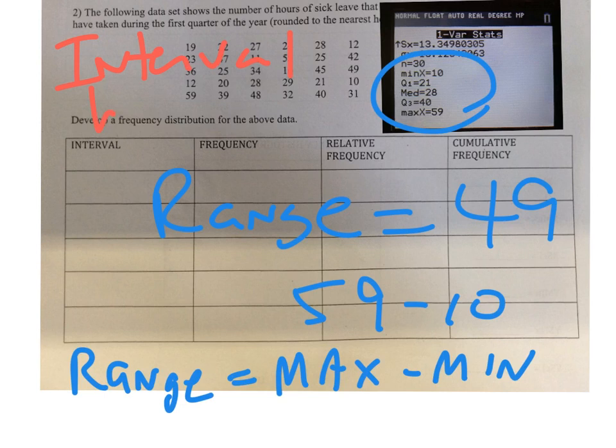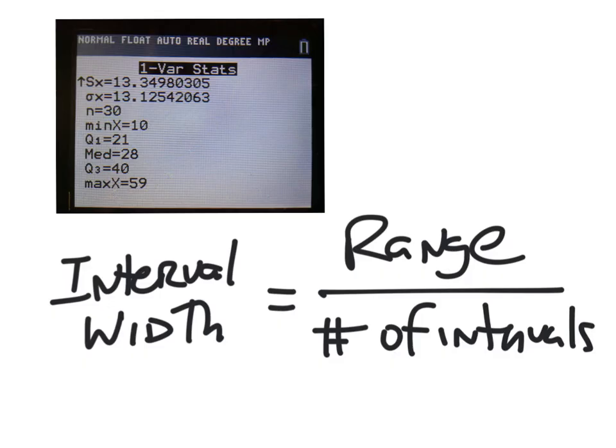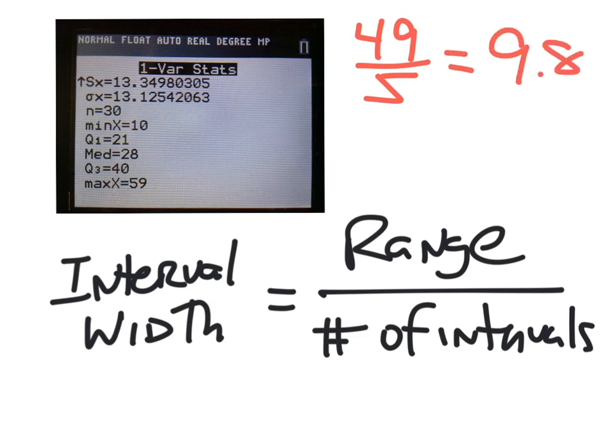width. Now, in higher levels of statistics, it's called the class width because the intervals are also known as the classes. And to calculate the interval width, we're going to take the range of the data, which we determined was 49, and divide that by the number of intervals. The number of intervals is always going to be given to you in these problems. So here we take 49, divide that by 5, and our interval or class width turns out to be 9.8.